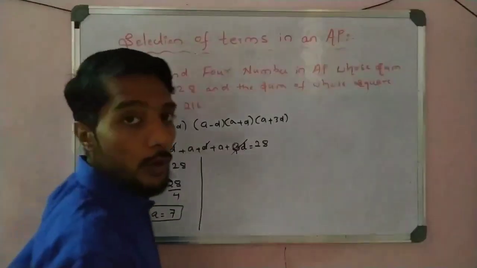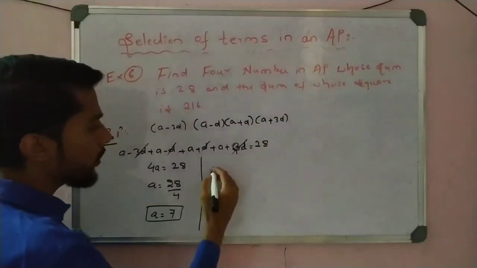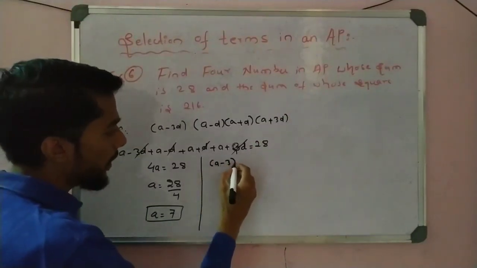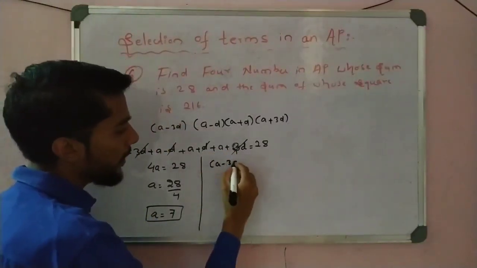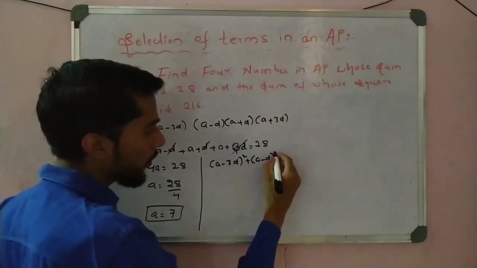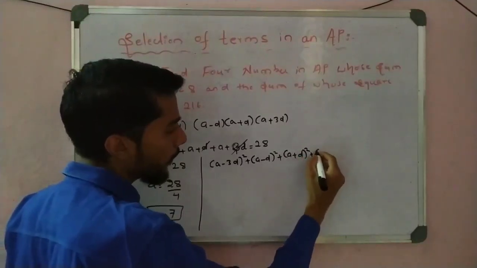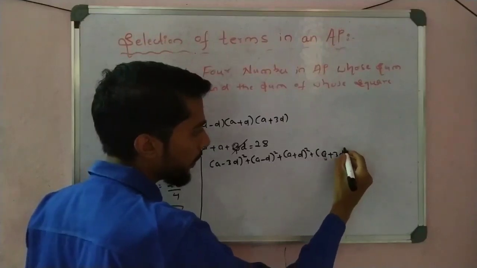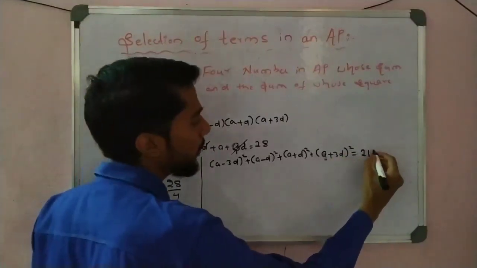Okay, so now see here what is given. The sum of squares is given. So again take the square of all of these. So we get a minus 3d whole square, a minus d whole square, a plus d whole square, plus a plus 3d whole square is equal to how much? That is equal to 216.